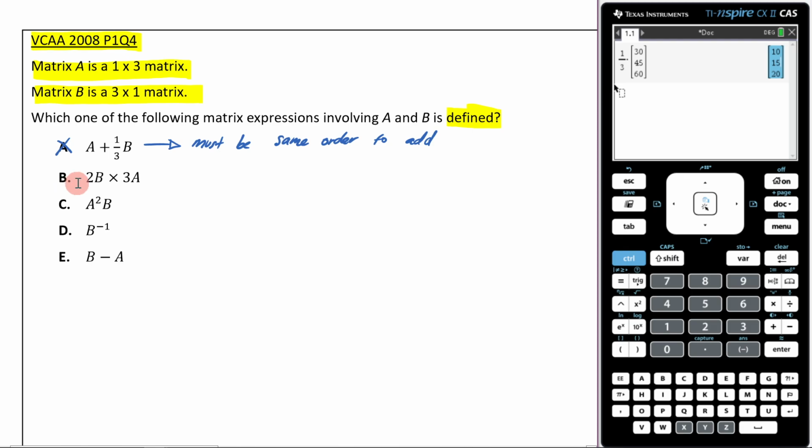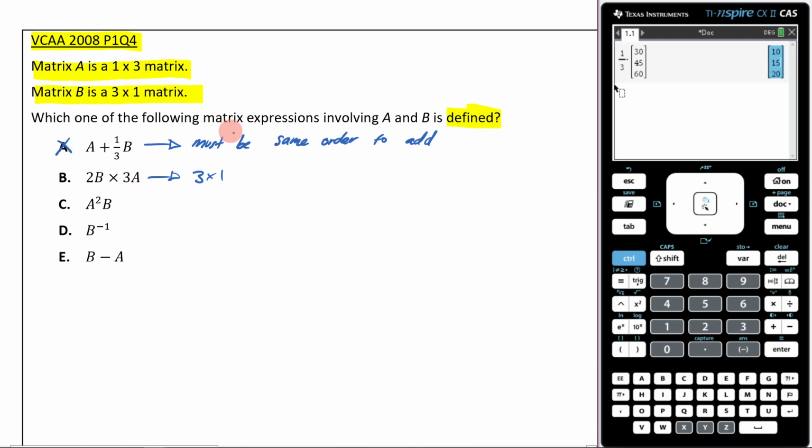Let's now go to B. So as you can see, we're again multiplying matrices by numbers, but we know that isn't going to affect the order. So B is still a 3 by 1 matrix. Let's just write this in. B is still going to be a 3 by 1. This times 2 just means all the elements are going to be doubled. And then we're going to multiply it by 3A. Again, this 3 isn't going to change the order of A. It just means all the elements within A are going to be multiplied by 3.